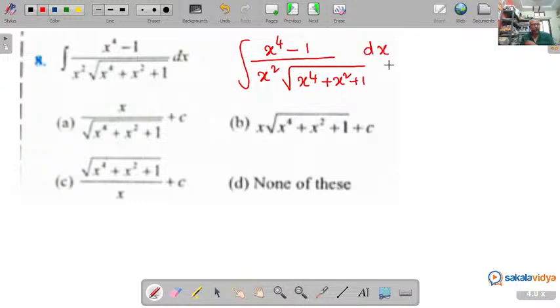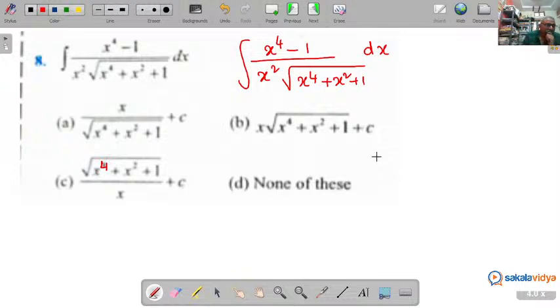Just think how to integrate it. The first option, x upon root of x to the power of 4 plus x square plus 1 plus c. Second option, x times root of x to the power of 4 plus x square plus 1 plus c. Third option, root of x to the power of 4 plus x square plus 1 upon x plus c. D is none of these. Which is the right option?